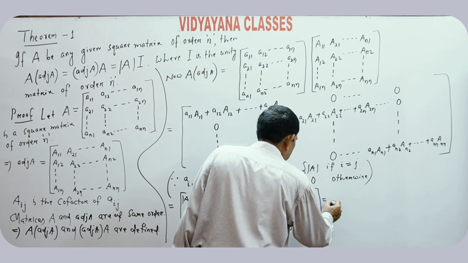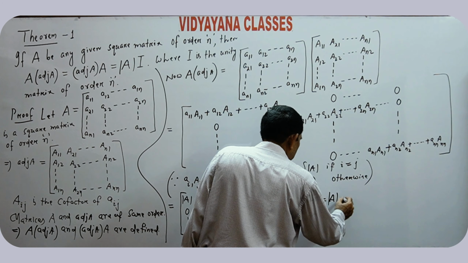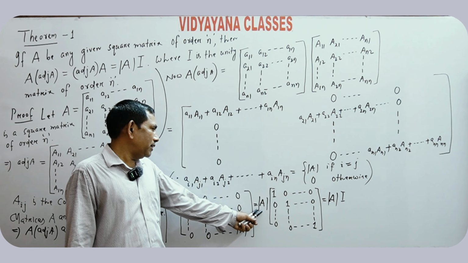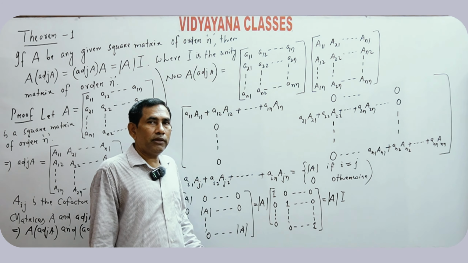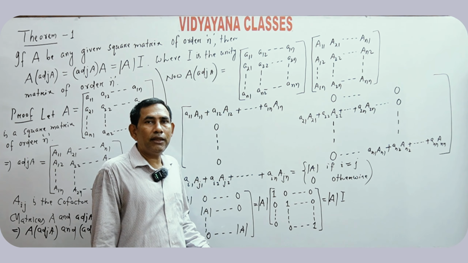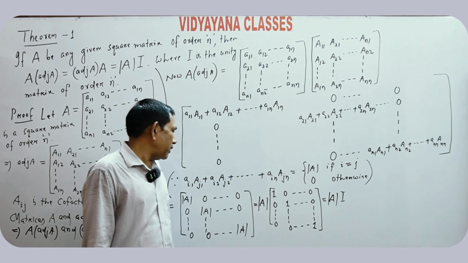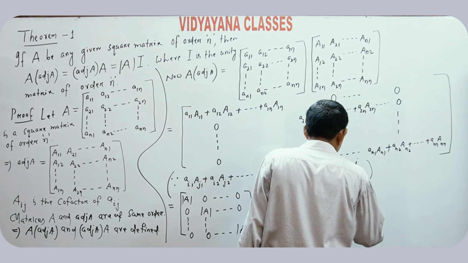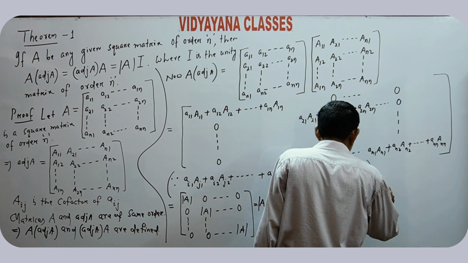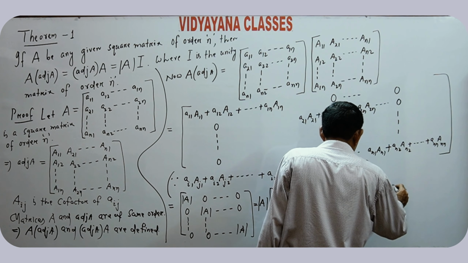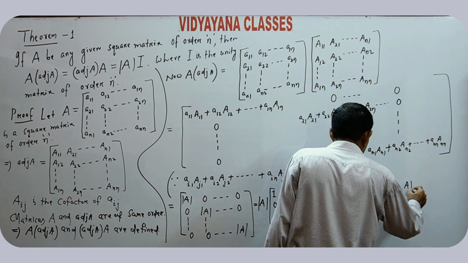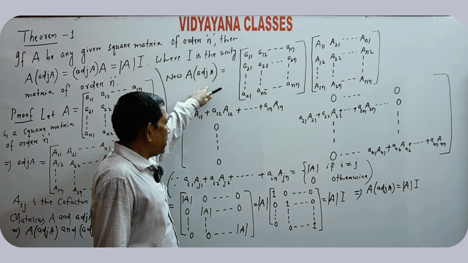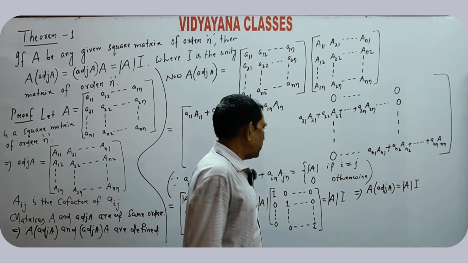Determinant of A into I. Determinant of A is a scalar quantity. If a scalar is multiplied with a matrix, it will be multiplied in each element of the given matrix. So this is the same as this. This implies A into Adj A is equal to determinant of A into I.